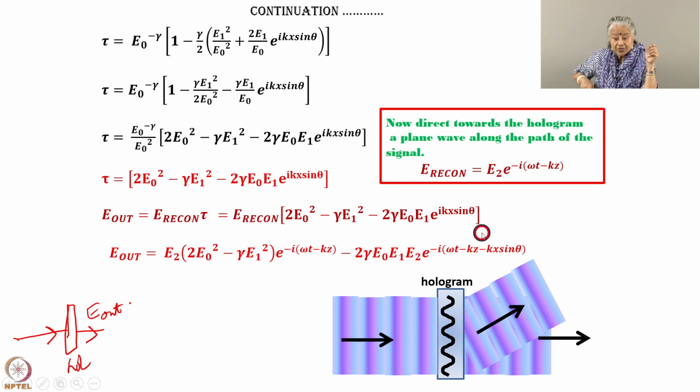But there is one more factor. This part is all the amplitude, 2 gamma E0, E1, E2. This is all the amplitude, or say a constant. And then you have this wave, which is moving out at an angle theta. This itself gives you that this moves out at an angle theta. The wave vector is along this direction.